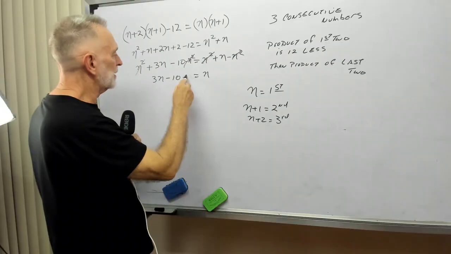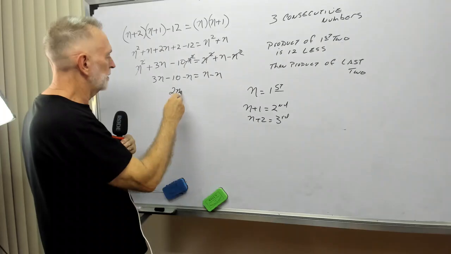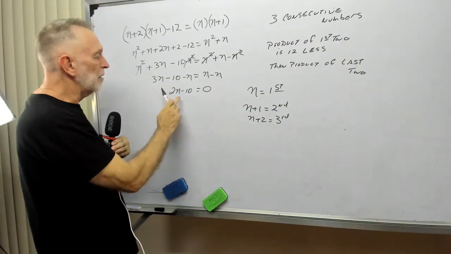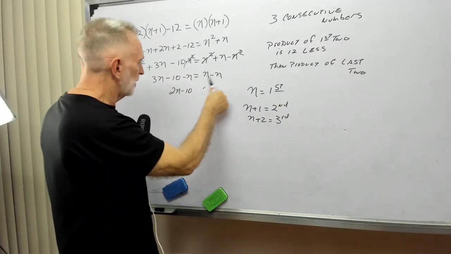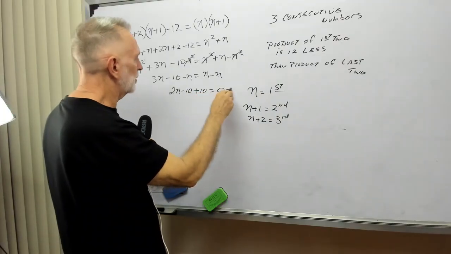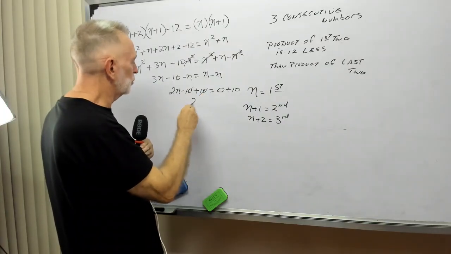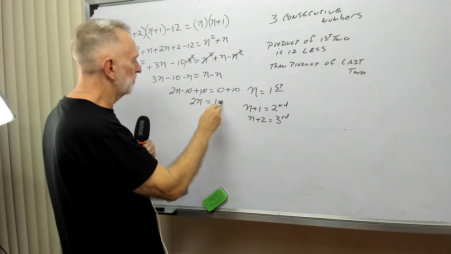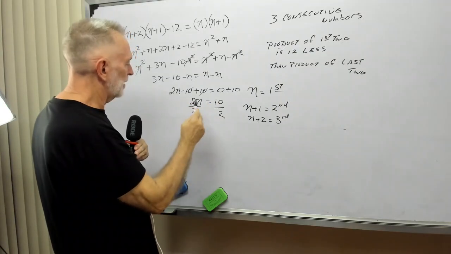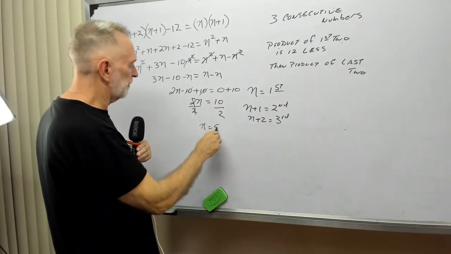Now I'm going to subtract n from both sides. 3n minus n is 2n minus 10 equals n minus n is 0. Now I'm going to add 10 to both sides. So plus 10, plus 10. So negative 10 plus 10, those cancel. So 2n equals 10. Now I'm going to divide both sides by 2. 2 divided by 2 is 1. 1 times n is n. 10 divided by 2 is 5.